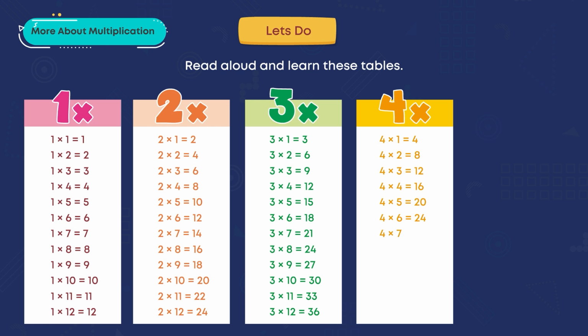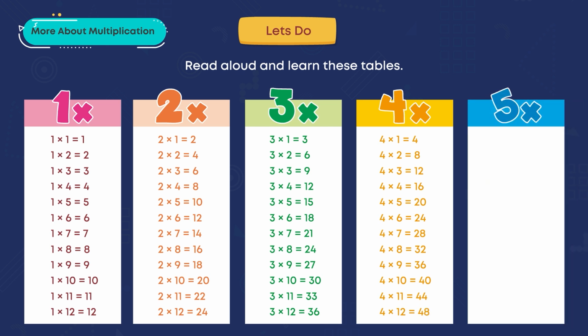4 times 7 equals 28. 4 times 8 equals 32. 4 times 9 equals 36. 4 times 10 equals 40. 4 times 11 equals 44. 4 times 12 equals 48.